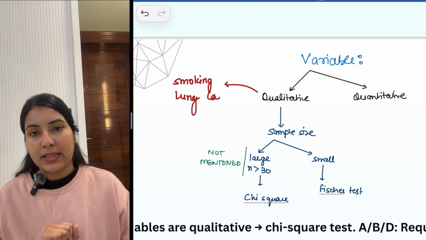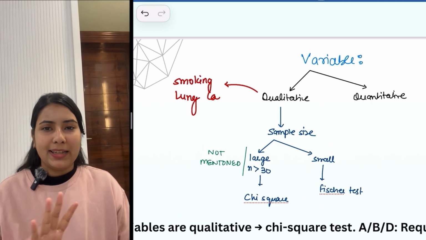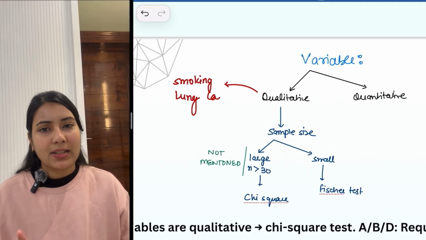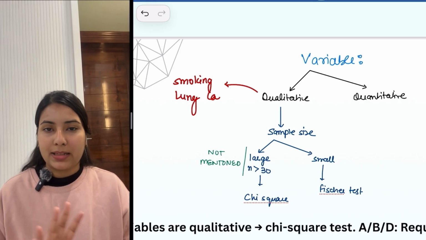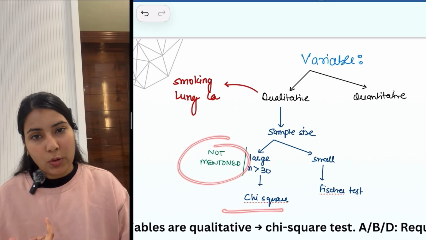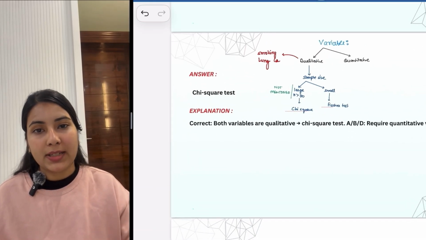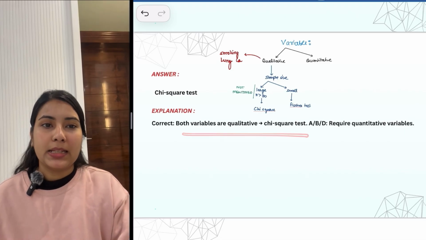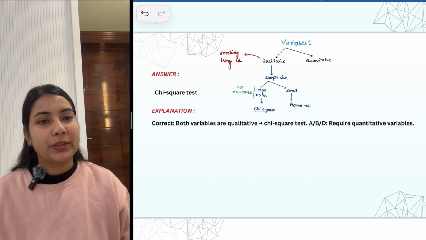If the sample size is small, then the answer is Fisher test. Here the sample size is not mentioned. So if anything like that is not mentioned, the answer is chi-square test. And this is talking about smoking and lung cancer, and both of them are qualitative variables. You cannot measure them, right? So the answer here is chi-square test, right? Moving on to the next question.